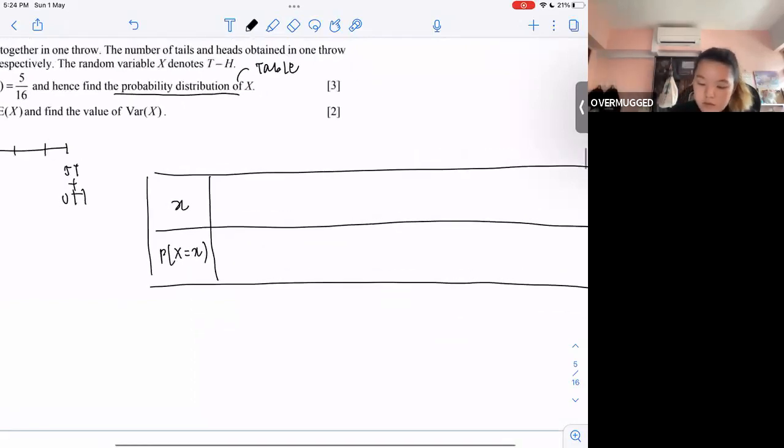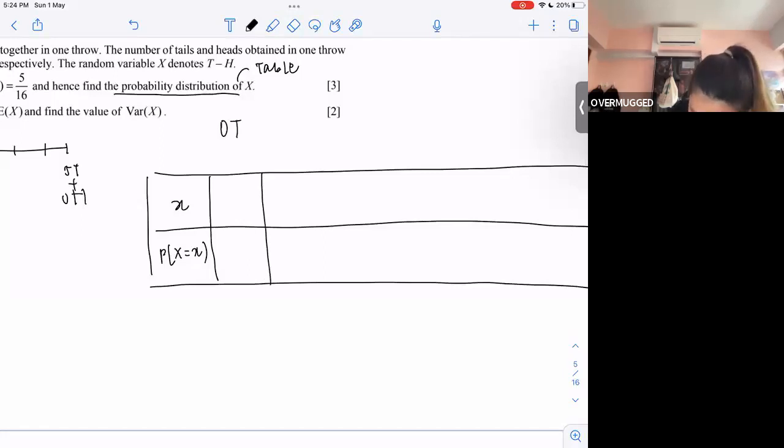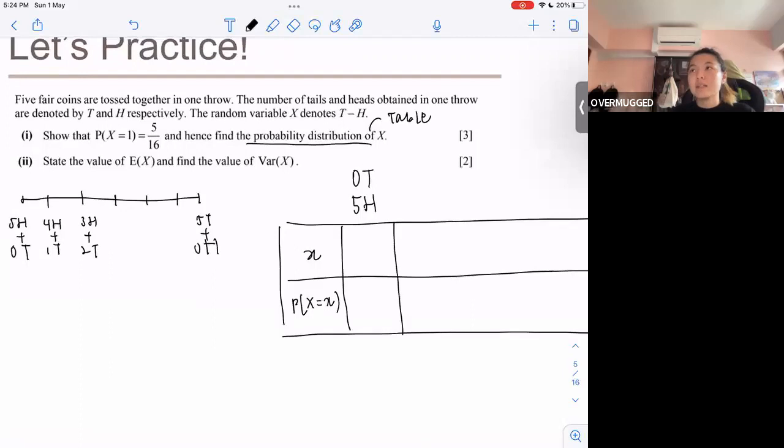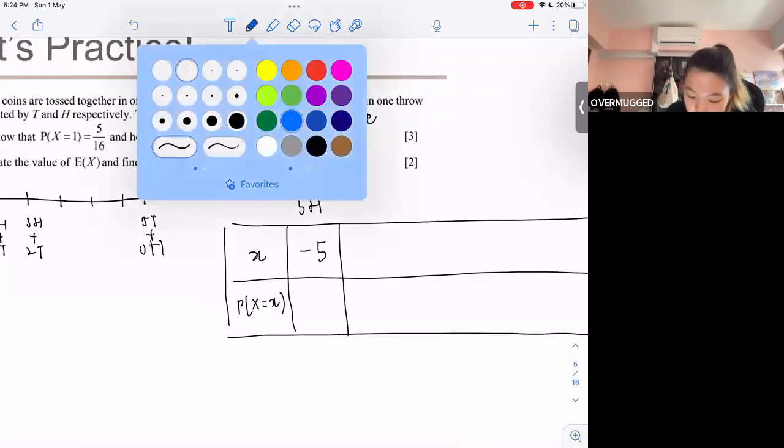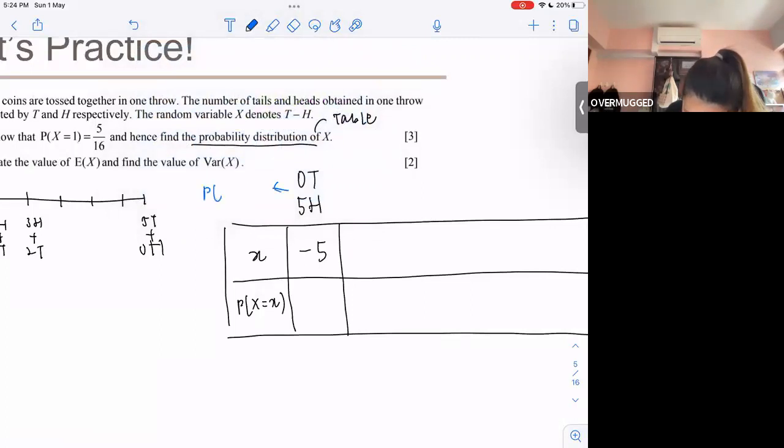Okay. So the first possible outcome will be, let's say, you get 0 tails and 5 heads. That means you get 0 minus 5. So inside here, that would be seen as x is equal to minus 5. In other words, this probability would be written as probability of x being negative 5, which is a bit special, right? We don't usually see this. But for this case, because they have defined T minus H as such, therefore we can say 0 minus 5 will be minus 5 over here.